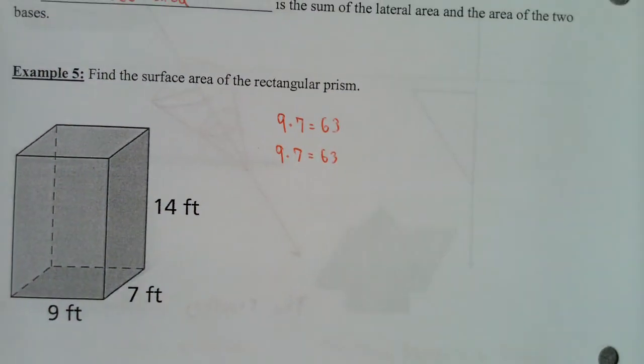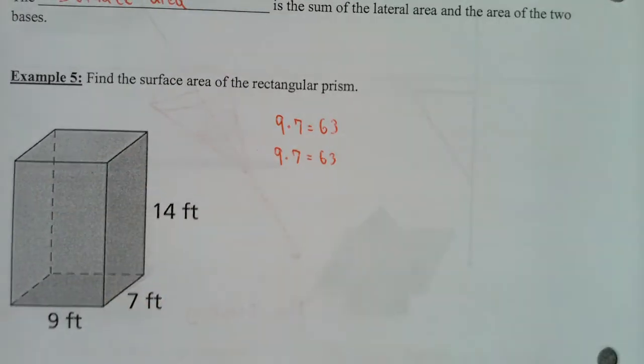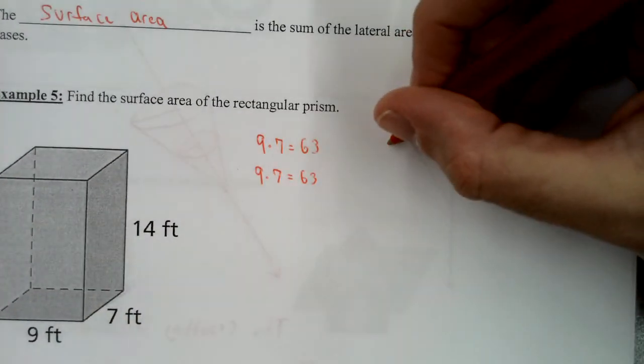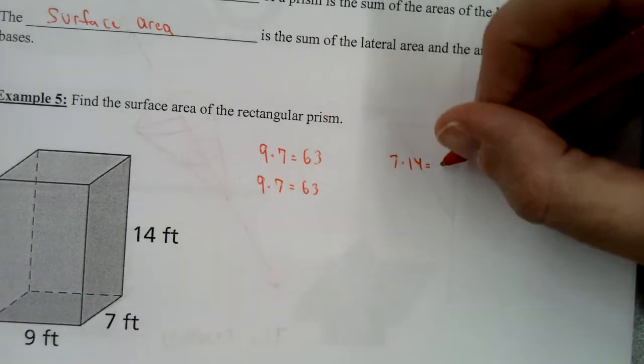Now let's do the face on the right and the face on the left. It's going to be 7 times 14. That equals 98.